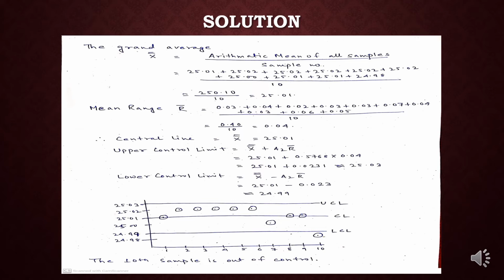25.03. And the lower control limit is x double bar minus A2 R bar, and if we calculate the value, we find it at 24.99.